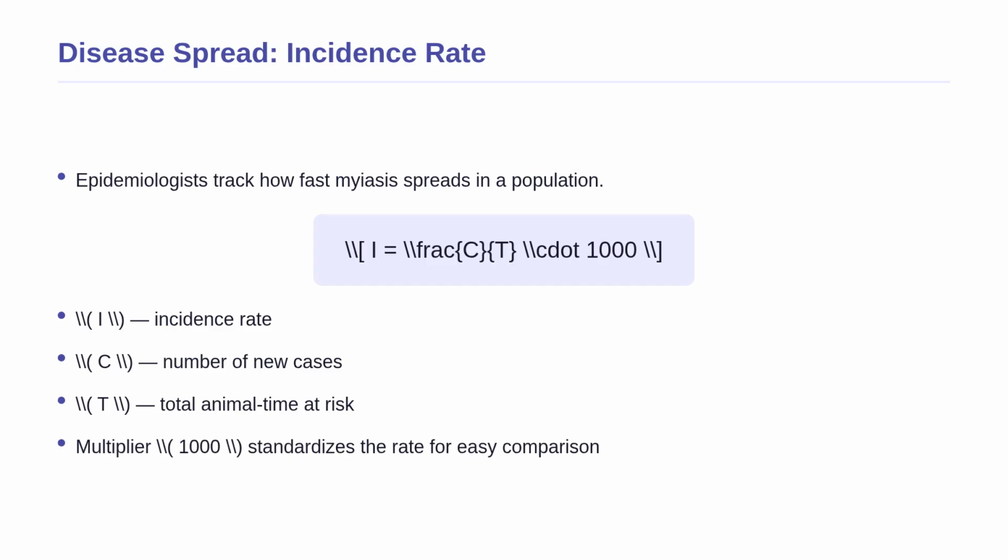Animal time is simply the number of animals multiplied by the number of days they were exposed to the flies. Finally, we multiply the entire fraction by 1,000. This standardization is crucial because it allows us to express the rate as cases per 1,000 cattle days, making it easy to compare different herds or different seasons, regardless of the actual herd size.